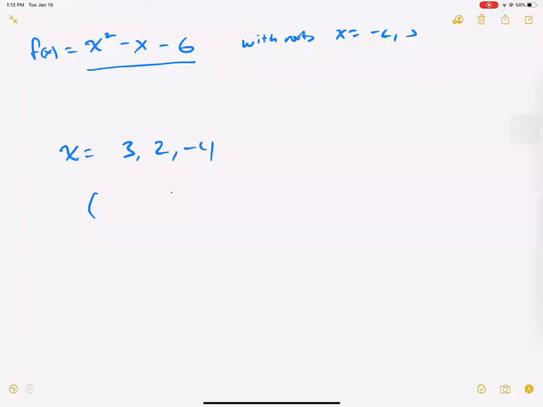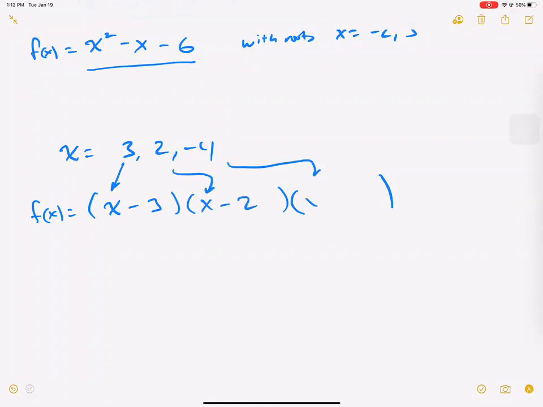Where our factors are going to be, and I'll write this as f of x. You can again also write this as y, right? So what cancels out positive 3? Well, negative 3 does. So 3 minus 3 is 0. That was a root. Yes, the final answer will be a function. x minus 2, if I plug in 2 here, 2 minus 2 is 0. That was a root. And negative 4, x plus 4, because negative 4 plus 4 cancel out to become 0. Yay, easy peasy.